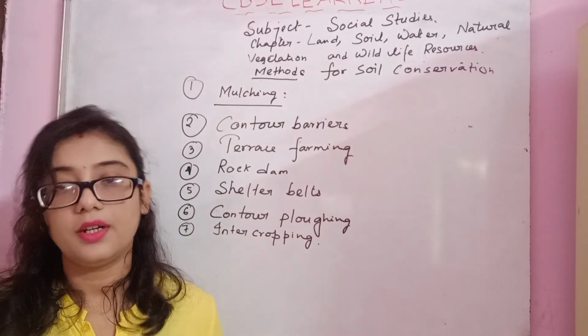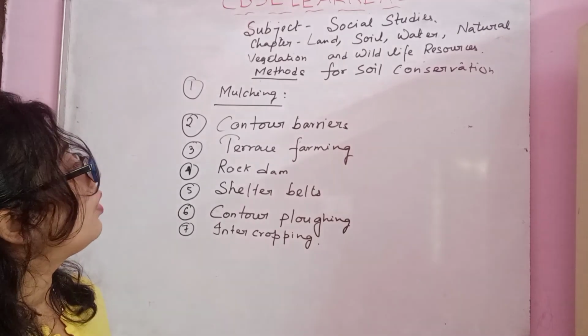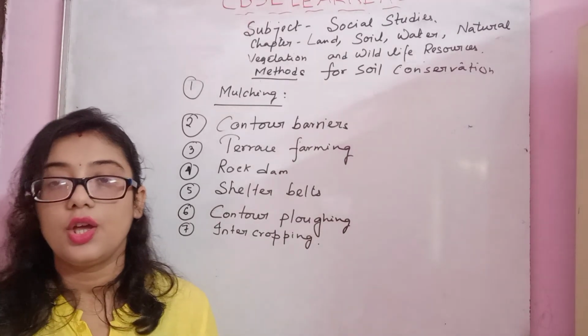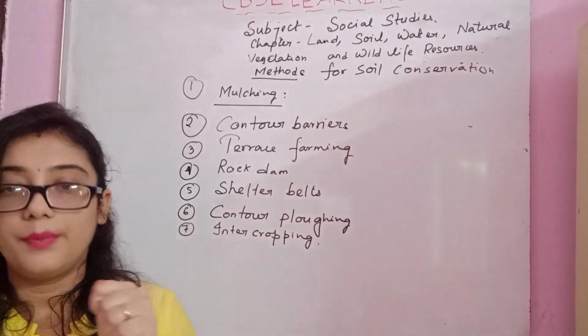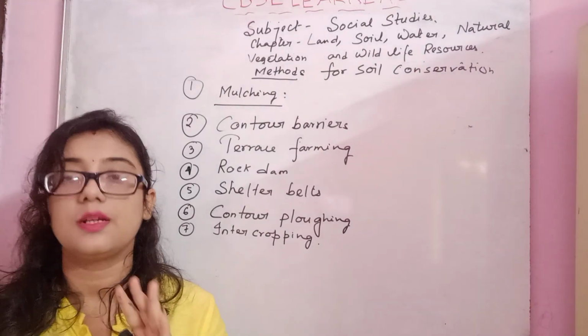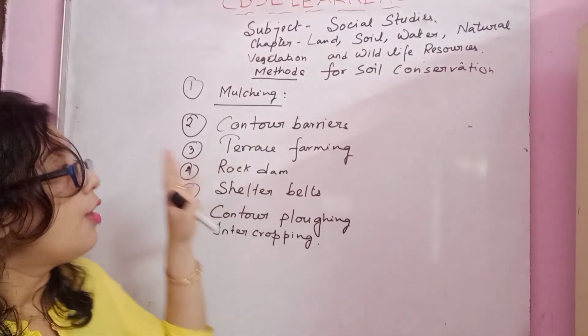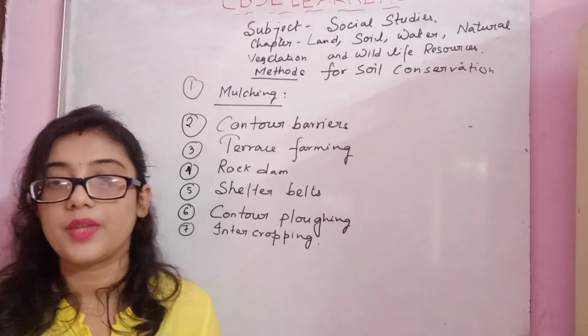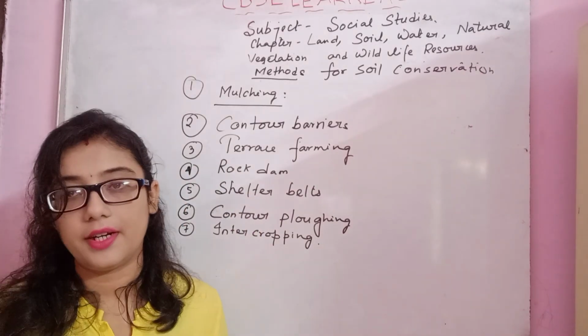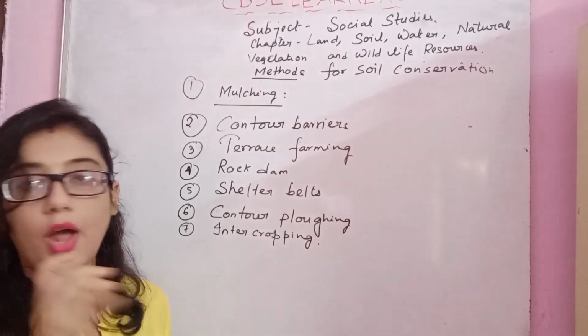So all these methods you can opt for to protect and conserve our soil, which is an important resource. Along with this, you can stop the use of chemical and hazardous fertilizers and pesticides, and overgrazing. These are the human factors which lead to soil degradation. You can stop that. Okay, so the soil part is complete.